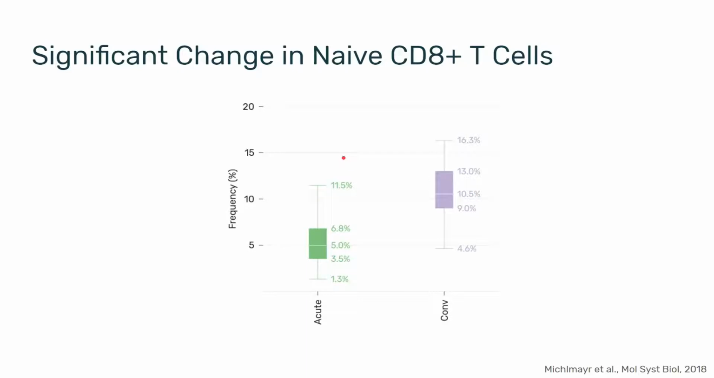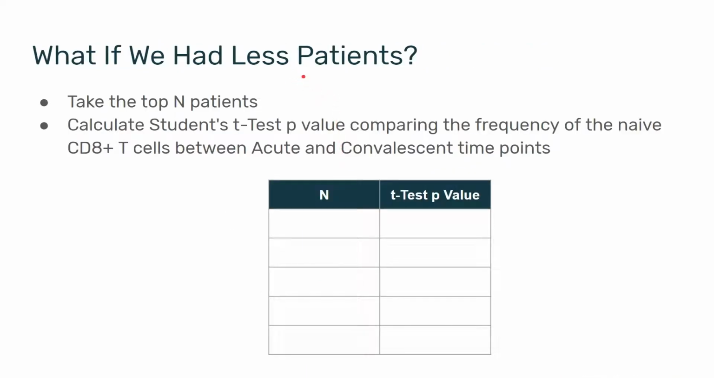Now, here is the game that we're going to play. We're going to ask, what if we had fewer patients? The full study has 42 patients in it. I'm going to take the top n patients for increasing values of n: 3 patients, 4 patients, up to 42. Then, for every sample count, I will calculate the p-value using the student's t-test, and I will compare the frequency of the naive CD8 T cells between the two time points.